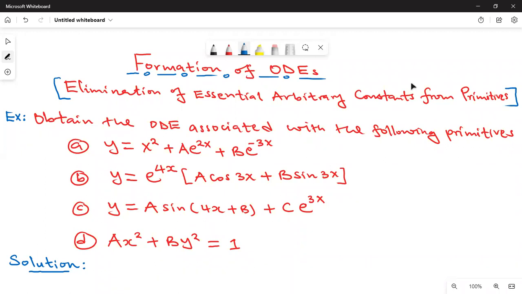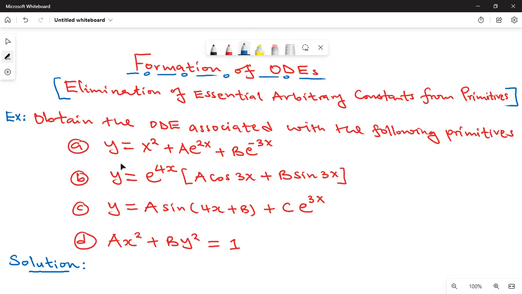Today, we are going to look at how to form ordinary differential equations. In particular, we're going to look at the elimination of essential arbitrary constants from primitives. Now, we are given this example. We are asked to obtain the ODE associated with the following primitives.